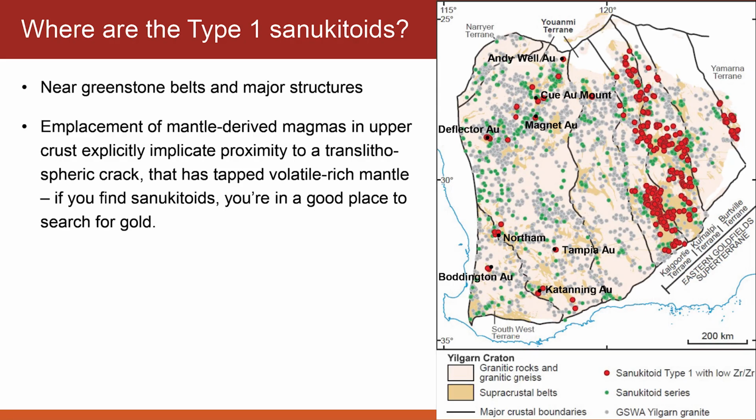But I think the important thing to note about the sanukitoids is that they're showing that you've tapped a very volatile-rich mantle source, unlike the greenstones, which utilise the same structures to come up through the crust. The sanukitoids have really tapped that volatile-rich mantle source region. So if you're looking for gold, I think that's the key point there. So you're in a good place to look for gold if you've got sanukitoids.